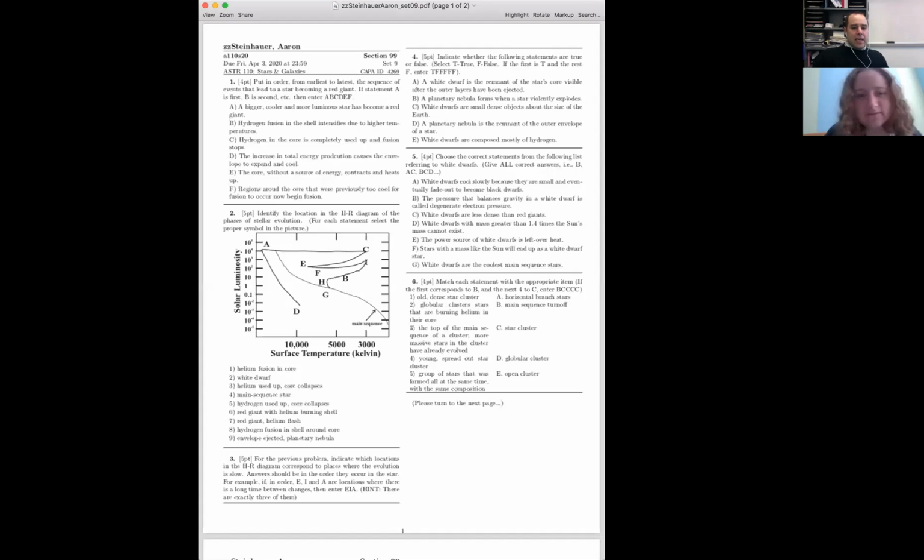Number 3. And let's see. For the previous problem, the one where we're looking at the HR diagram and the evolution of a low mass star, indicate which locations in the HR diagram correspond to places where the evolution is slow. Answer should be in the order they occur in the star. Right. Hint, there are exactly 3 of them.